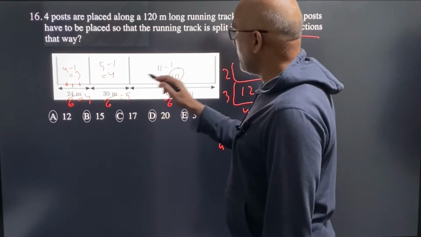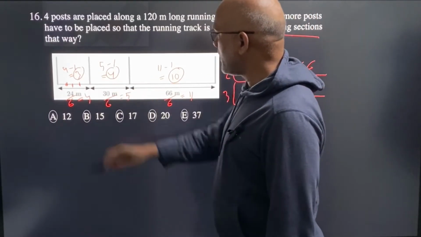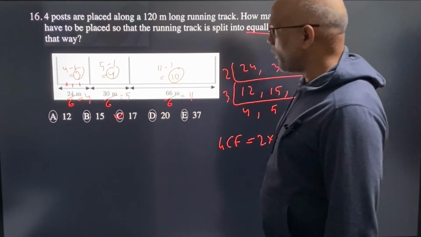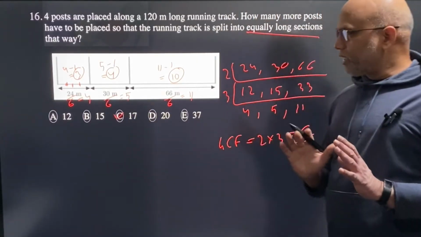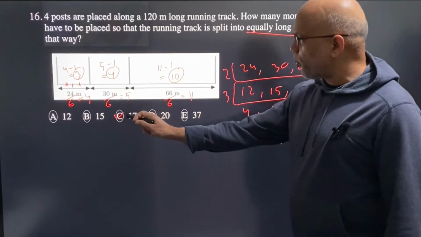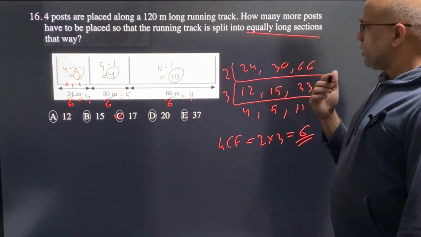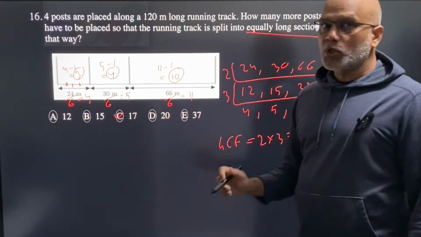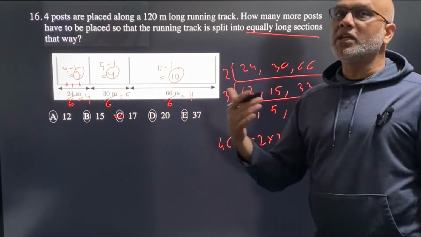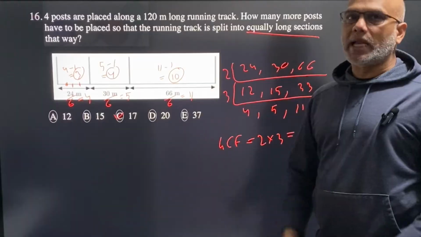So 10 plus 4 is 14, plus 3 is 17. C is the correct choice. Notice one thing though. This is the minimum number of posts I need, but the question doesn't ask for the minimum, right? So if 17 was not one of the choices, but let's say a multiple of that, let's say 34 was one of the choices, then you would pick that.